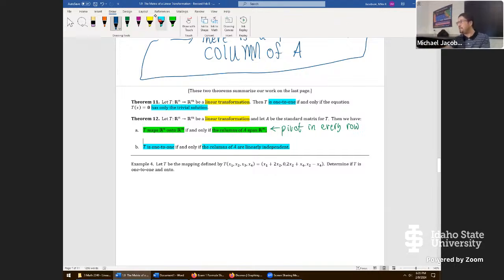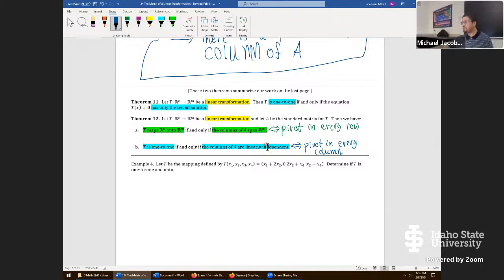The columns of A span Rn if and only if there's a pivot at every row. And the columns are linearly independent if and only if, so a bidirectional arrow to say the logic goes both ways, we have a pivot in every column.